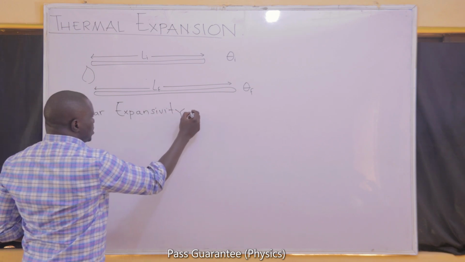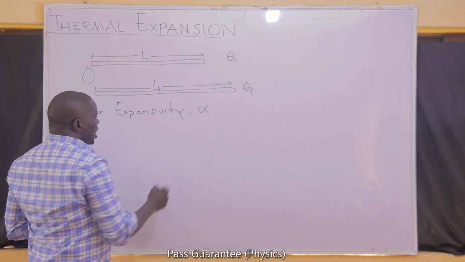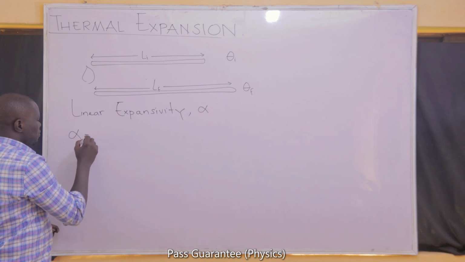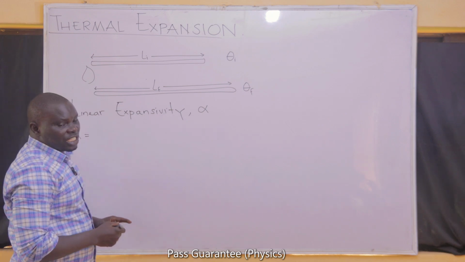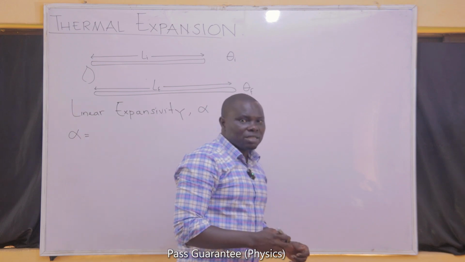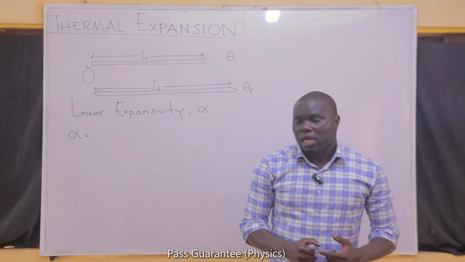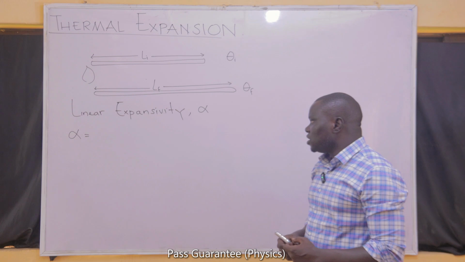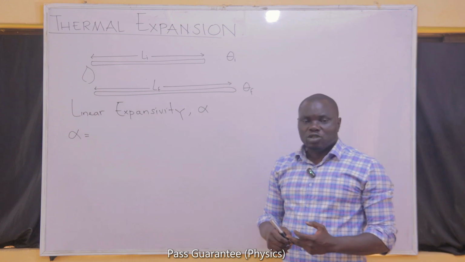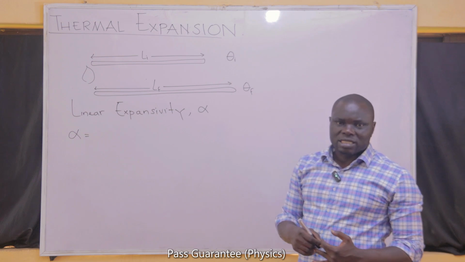It is usually represented with the Greek letter alpha, and I am going to define the linear expansivity of a substance as the change in length of that substance per unit length per degree rise in temperature.